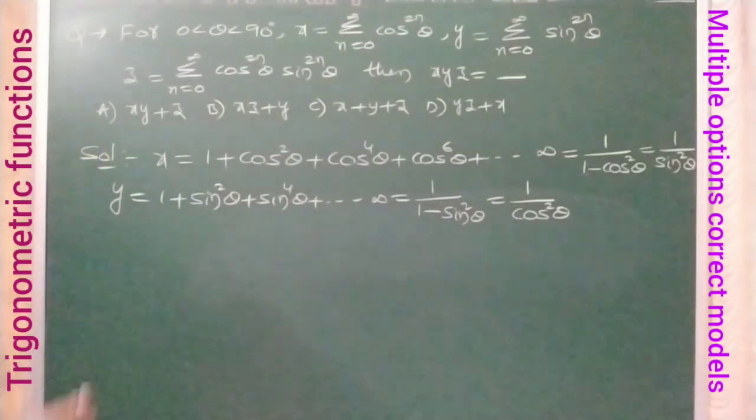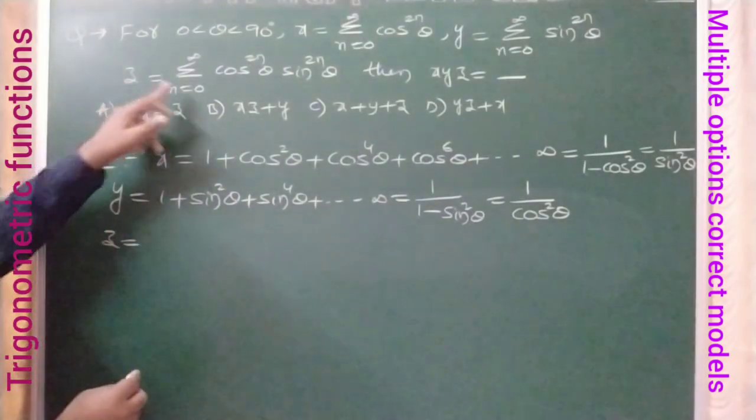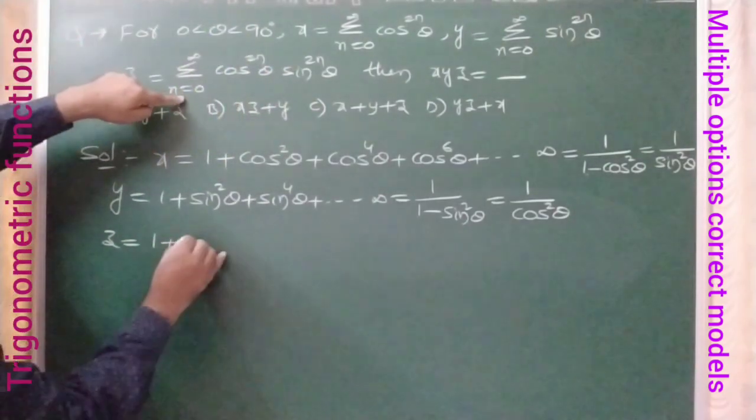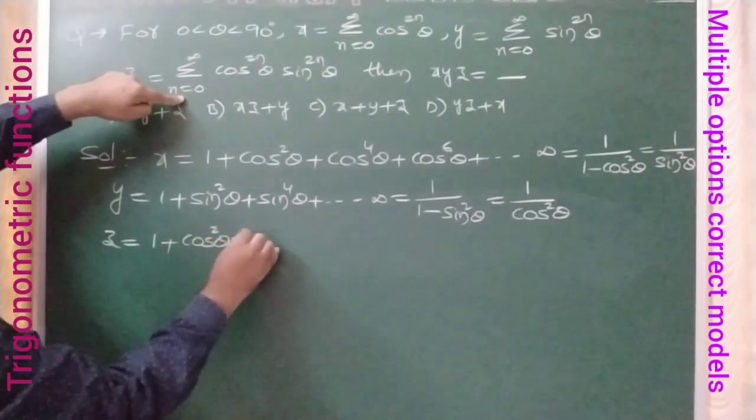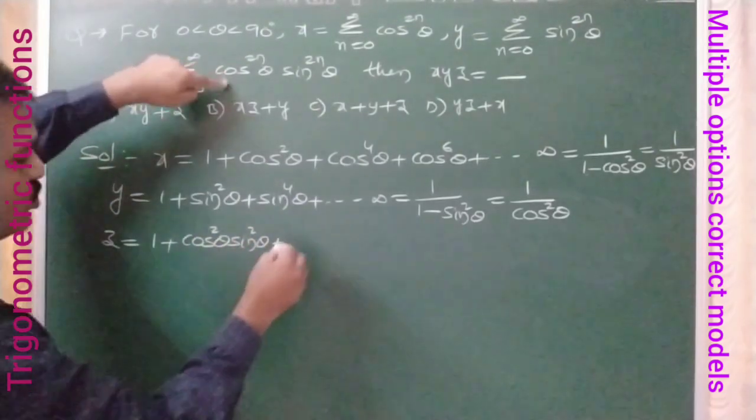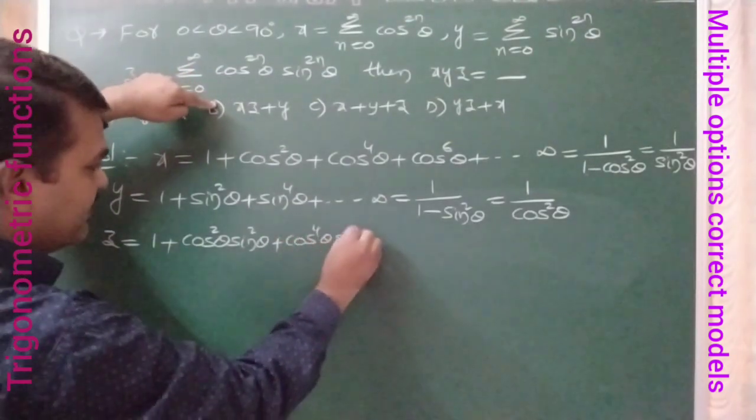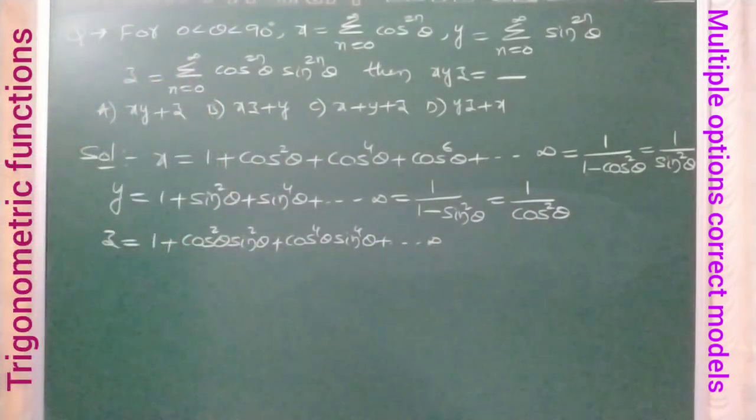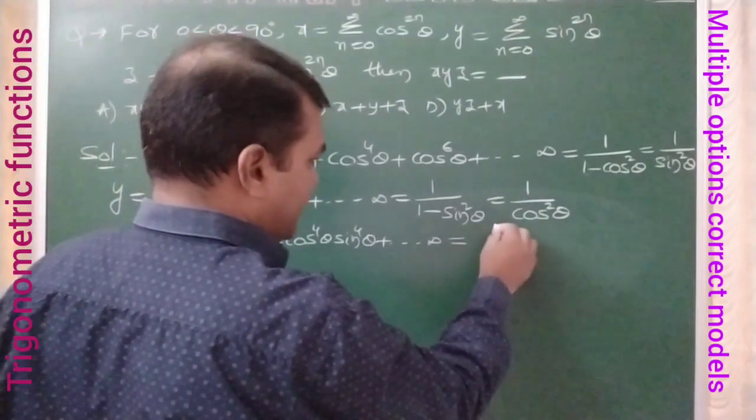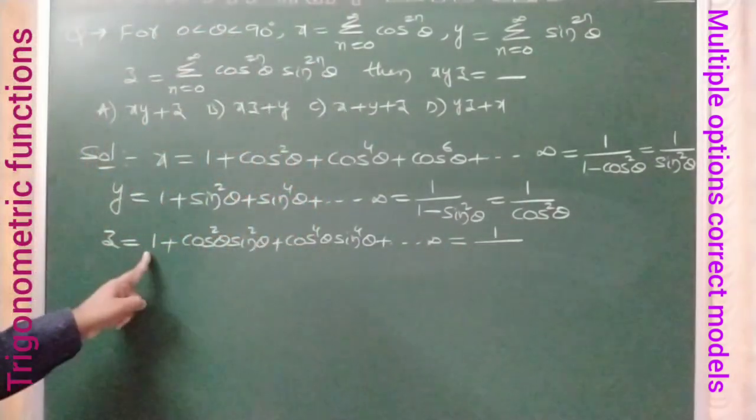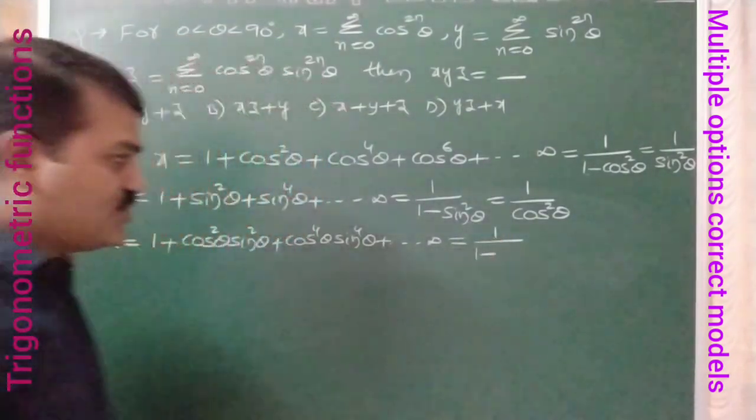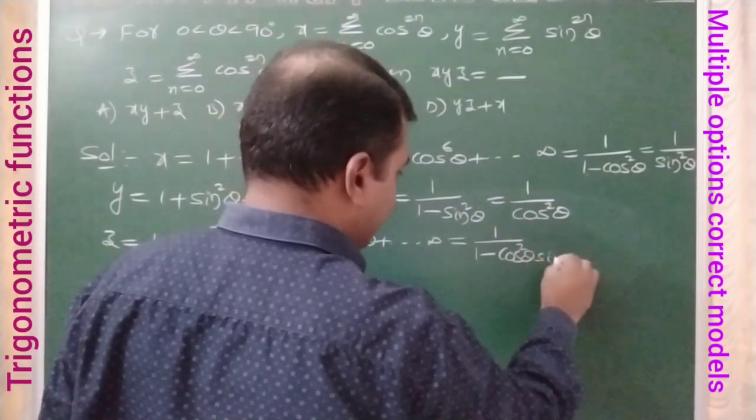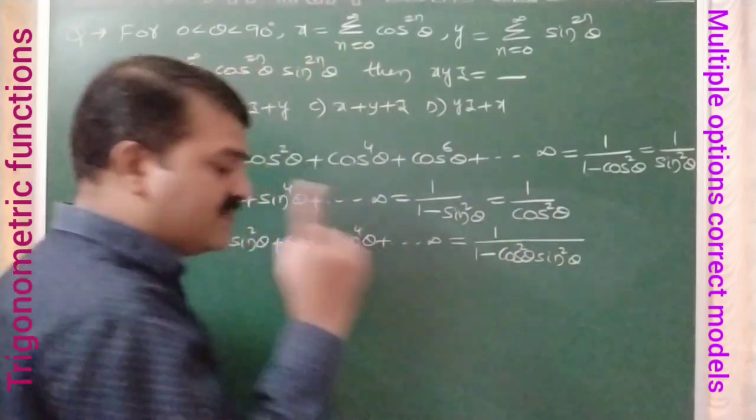This is the y value. Coming to z now, take n as 0. You will get 1, cos power 0, sin power 0. Take n as 1, so we will get cos squared theta, sin squared theta. Take n as 2, cos power 4 theta, sin power 4 theta, plus so on up to infinity. Even this is a geometric progression. So S infinity is a, the first term, 1, by 1 minus the common ratio, second term by first term, so the common ratio is cos squared theta sin squared theta. So this is the value of z.